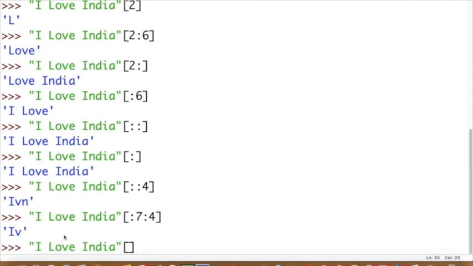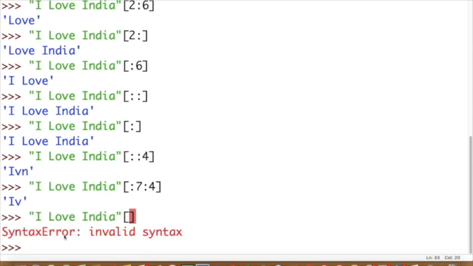Now let us go for the next example, and we are having I love India, and we are not giving any index this time. Nothing is being given, not even a colon. Oops. This produces a syntax error, which is an invalid syntax. You cannot use this syntax with a string, right? A slicing index without any colon will give you an error. So this produces an error.